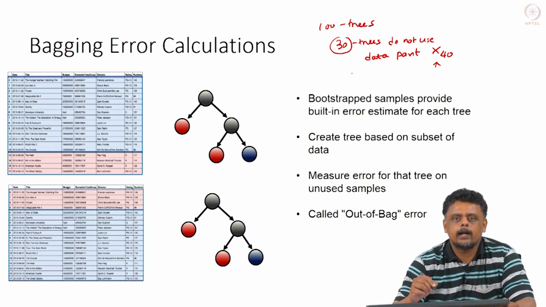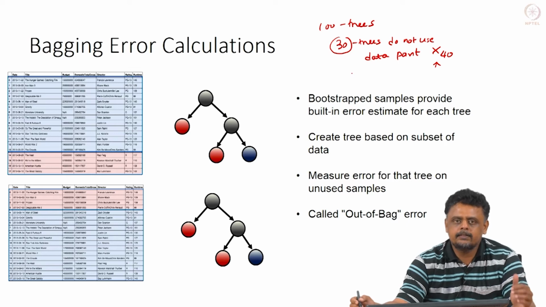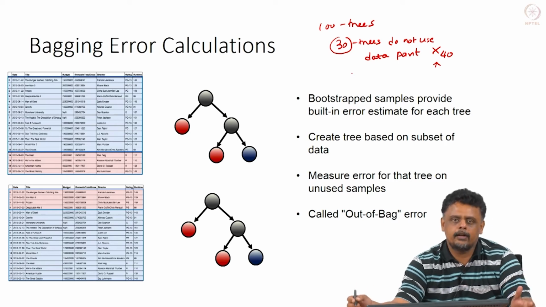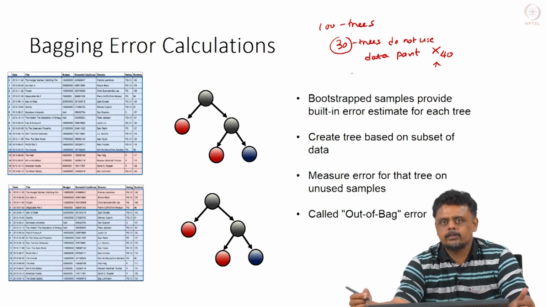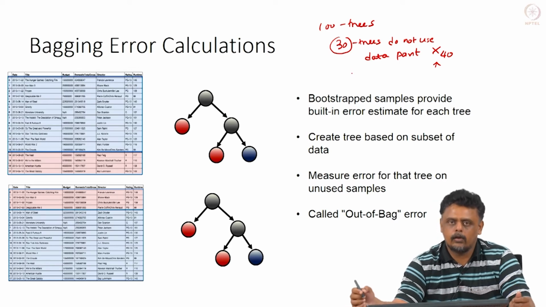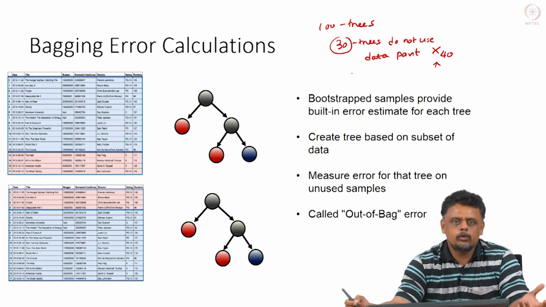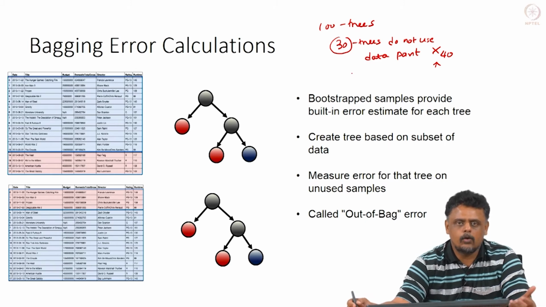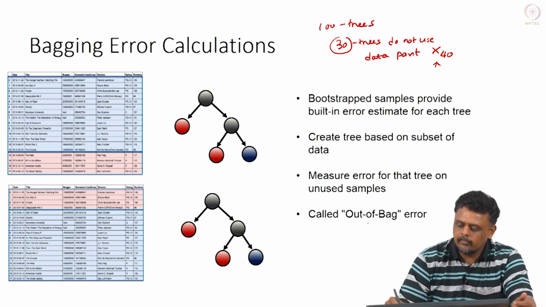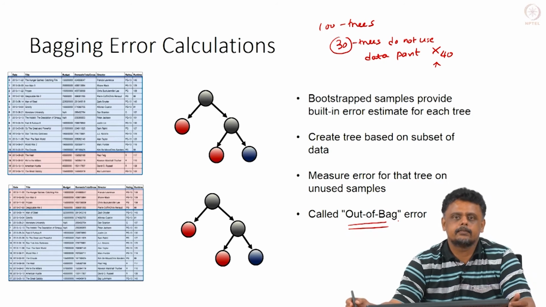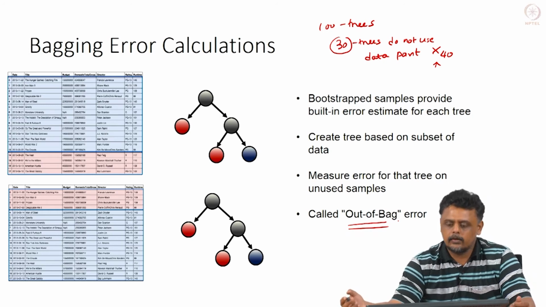So, for every subset of trees that do not use a particular data point, you can use those trees to evaluate the result for that data point and use that average as a measure of the error in your algorithm, right. This can be root mean square error if you are doing a regression task, or the classification error in case of classification. This procedure is called the out of bag error estimation, correct. This is one of the advantages of using bagging.